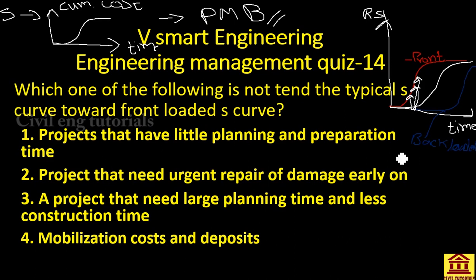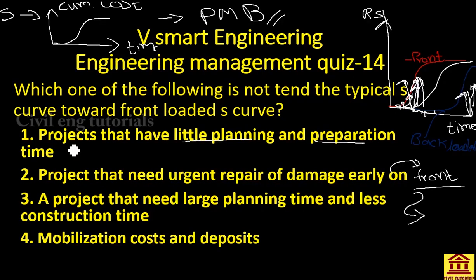There are many norms and many researchers. Normally the researchers say that the front-loaded S-curve can help contractors more. That's the norm, or the result from the researchers. Normally contractors like the front-loaded S-curve. So let's see the problem. Which one of the following does not tend the typical S-curve toward a front-loaded S-curve?